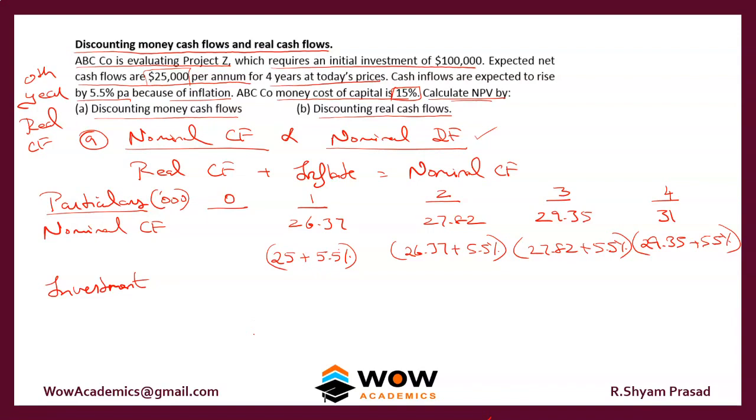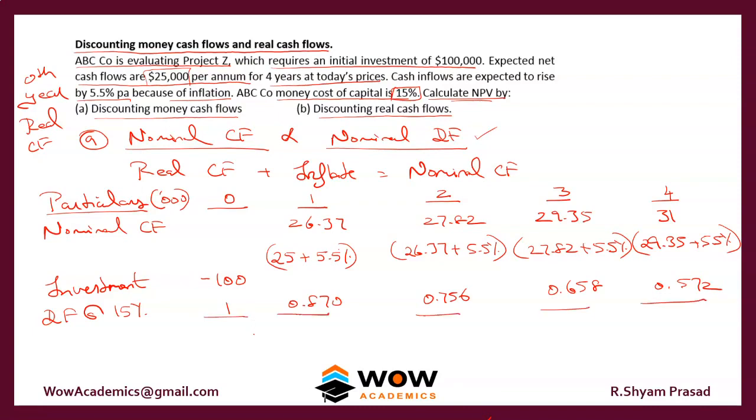The investment is 1 lakh. We'll cut 3 zeros, so that will be just 100. And now we'll have the discount factor. The discount factor would be the nominal discount factor, which is already given there. That is 15%. So for 15% we'll do 1. We got the discount factors. Now our job is to multiply.